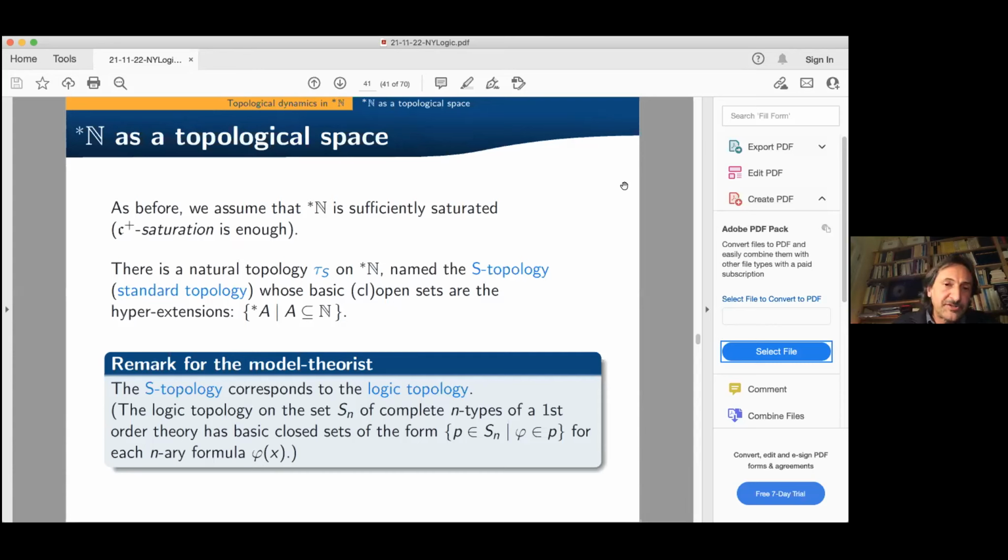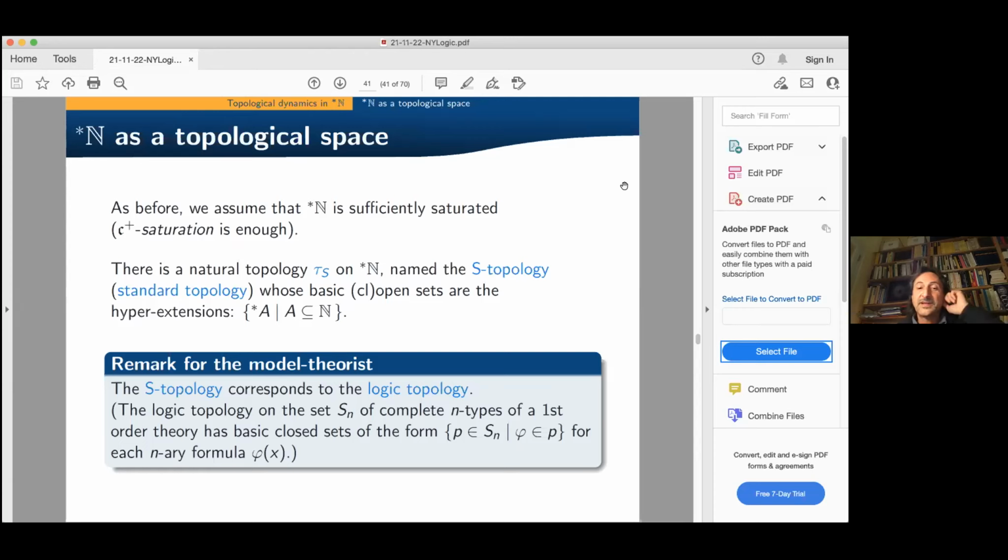And then there is also the last part with the new results about monochromatic configurations. So this could be the topic of the next talk. So let me just introduce this topological dynamics. If you take the non-standard natural numbers, in non-standard analysis, it was considered a natural topology, the so-called standard topology. And the basic clopen sets are the hyperextensions of the subsets of A. So this corresponds to the so-called logic topology in model theory.